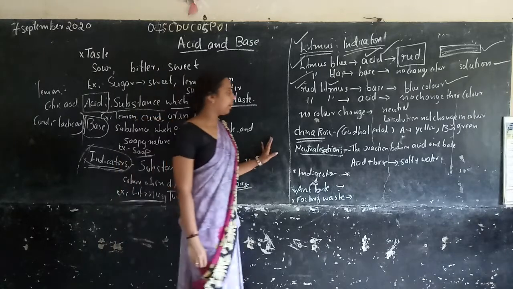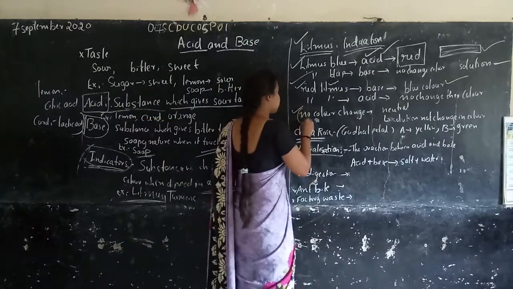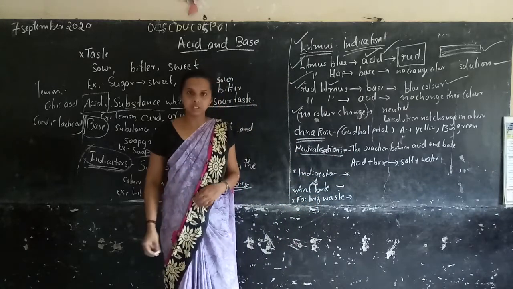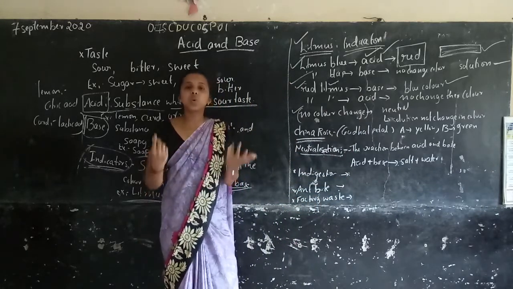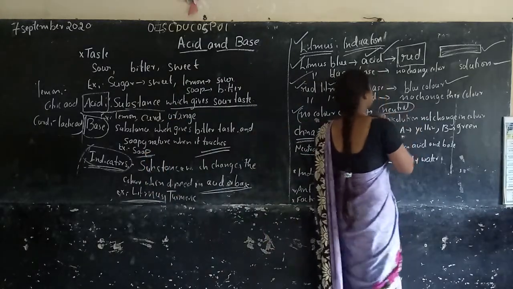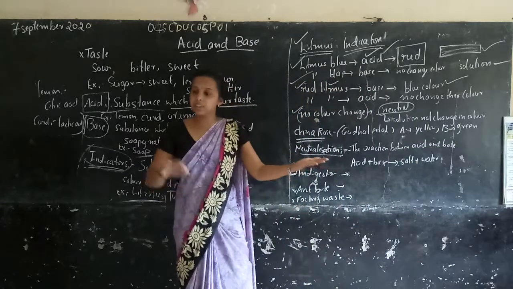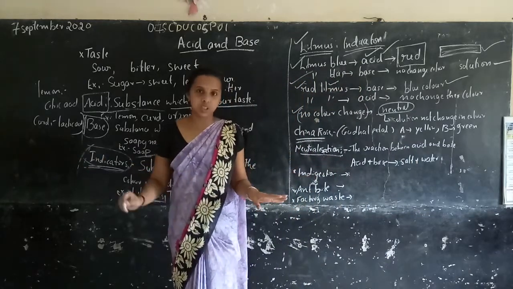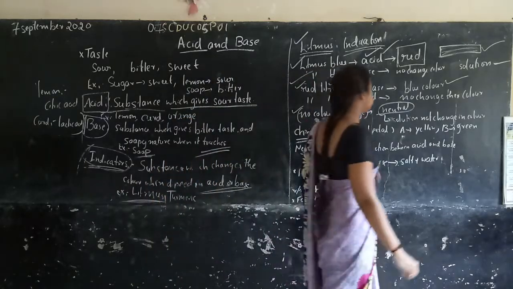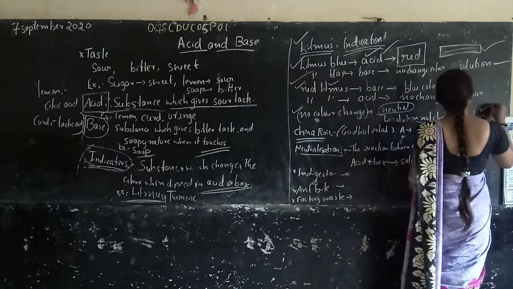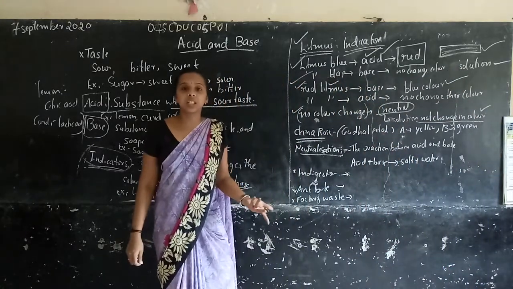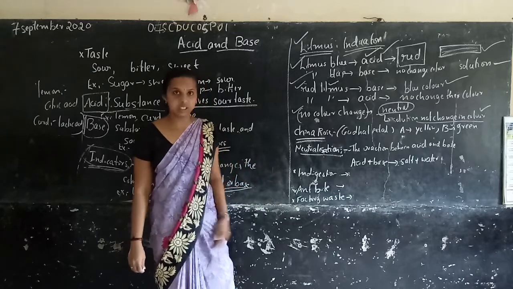Next, sometimes there is no change in color if I dip it in a solution. If I take water and dip litmus in it, there is no change in color. That means it is neutral. It is neither an acid nor a base. So a solution that does not change its color, we call neutral.